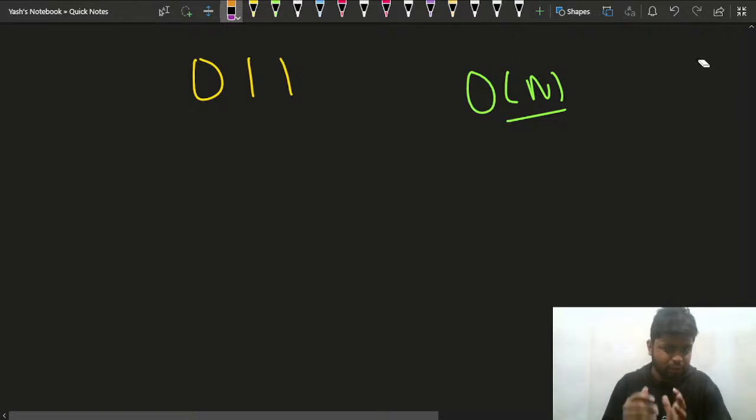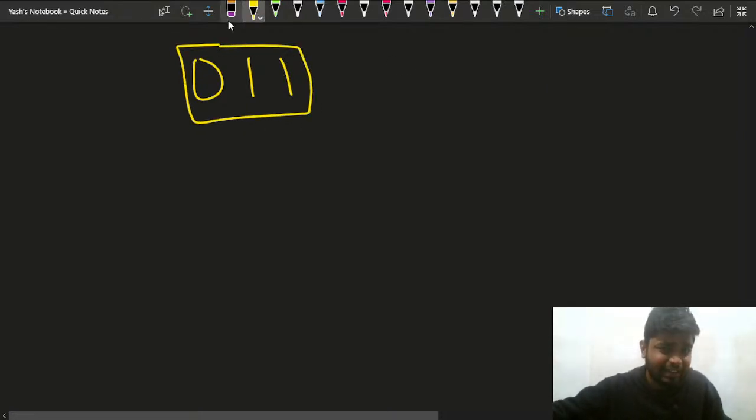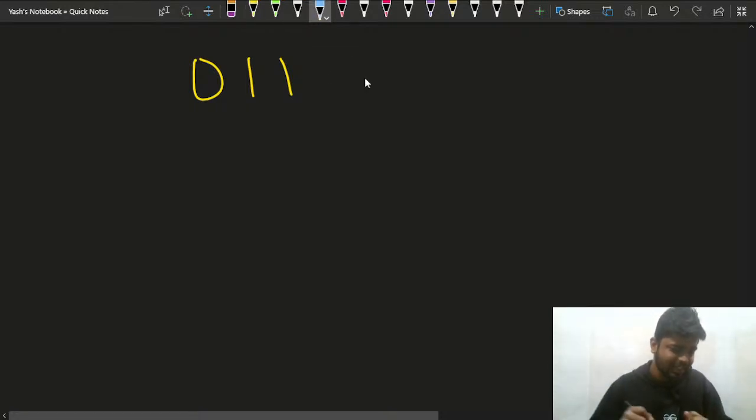How will you think to do this question in order of n? Right, what you can do is, how will you count, right? The factor is that if you generate all the subarrays, then it becomes very easy.